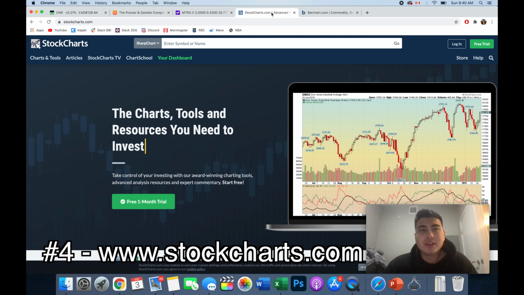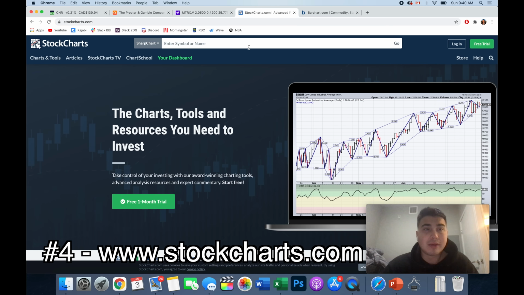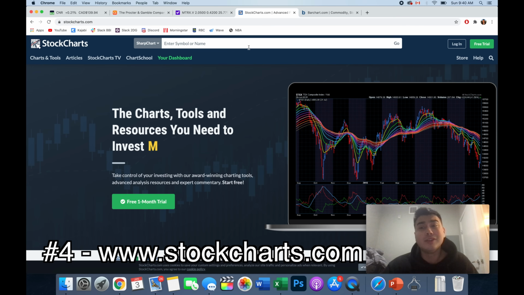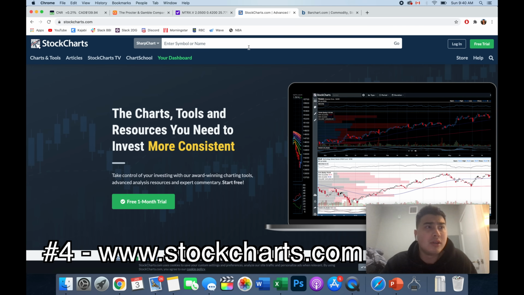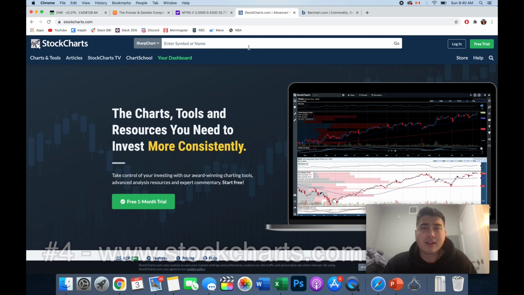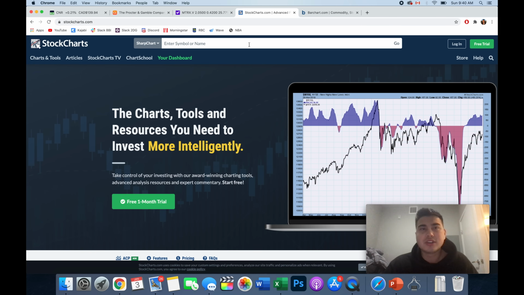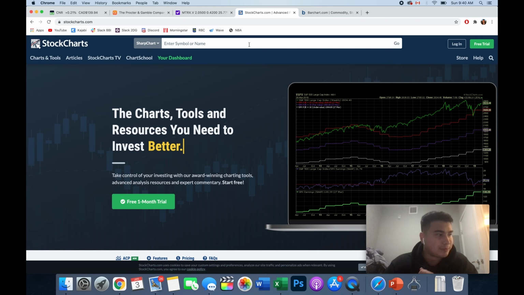Number 4 is the website Stock Charts. Now, this is a great website that is free to use if you're looking into the individual charts itself. And don't get me wrong, you guys know me, I'm no trader. I'm not getting too deep into the metrics. But of course, when it comes to purchasing stocks, I'll often use certain metrics to help justify my buys and sells.